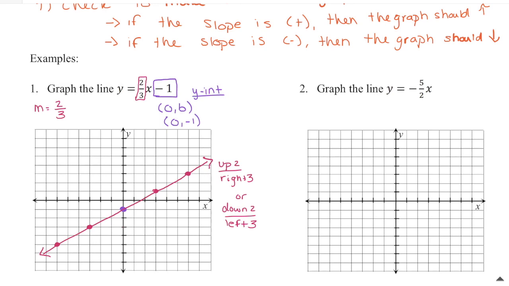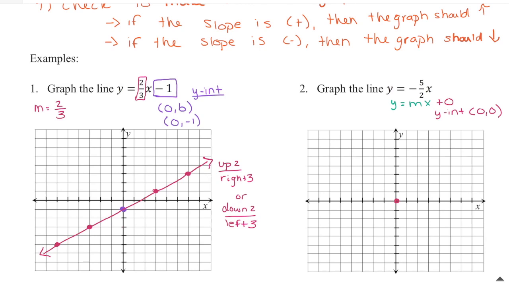Right now, I encourage you to pause the video and try number 2 on your own. Number 2 is a little special because there is no b value. I just have y equals mx. When I have that, I can say it's y equals mx plus 0, telling me that my y-intercept is the point 0, 0.